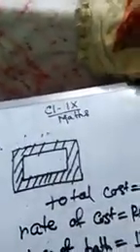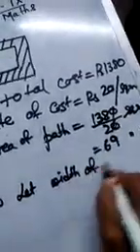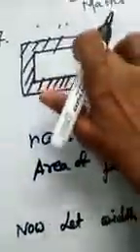Now let width of the path. Width of path is equal to x meter. So this side x, this side x. So if the total is 14 meter, then the inner side is 14 minus 2x. This side 12. This side x, this side x. If total is 12, then inside is 12 minus 2x.